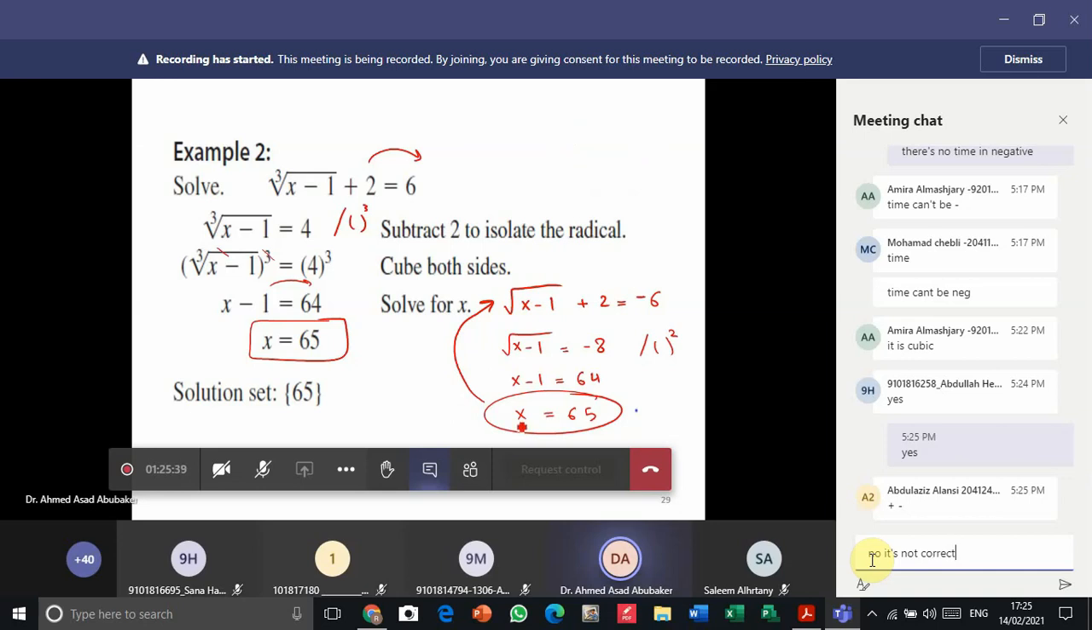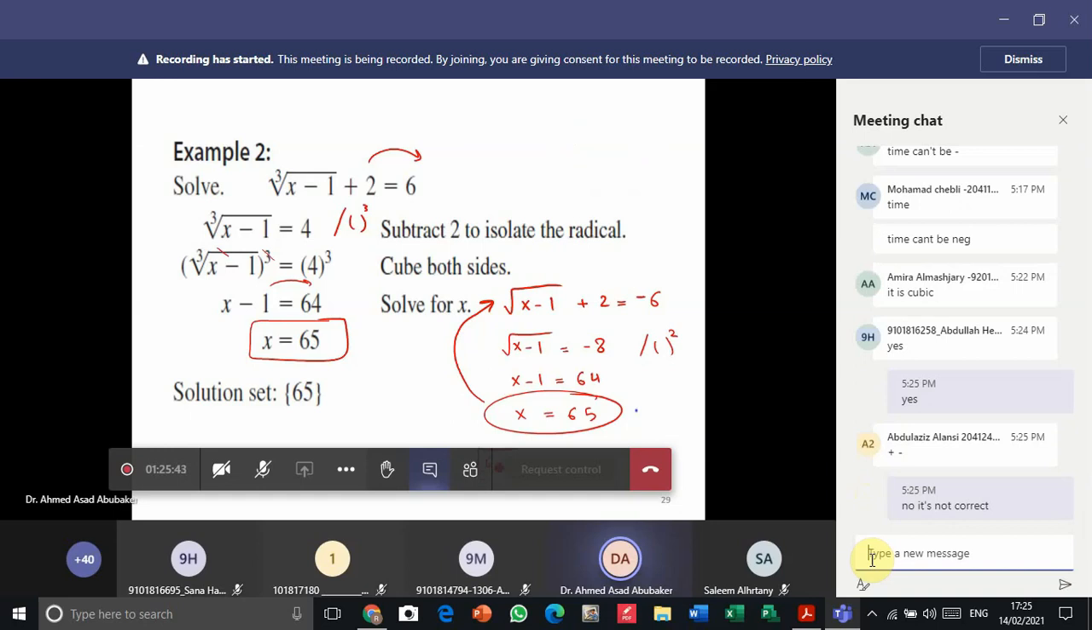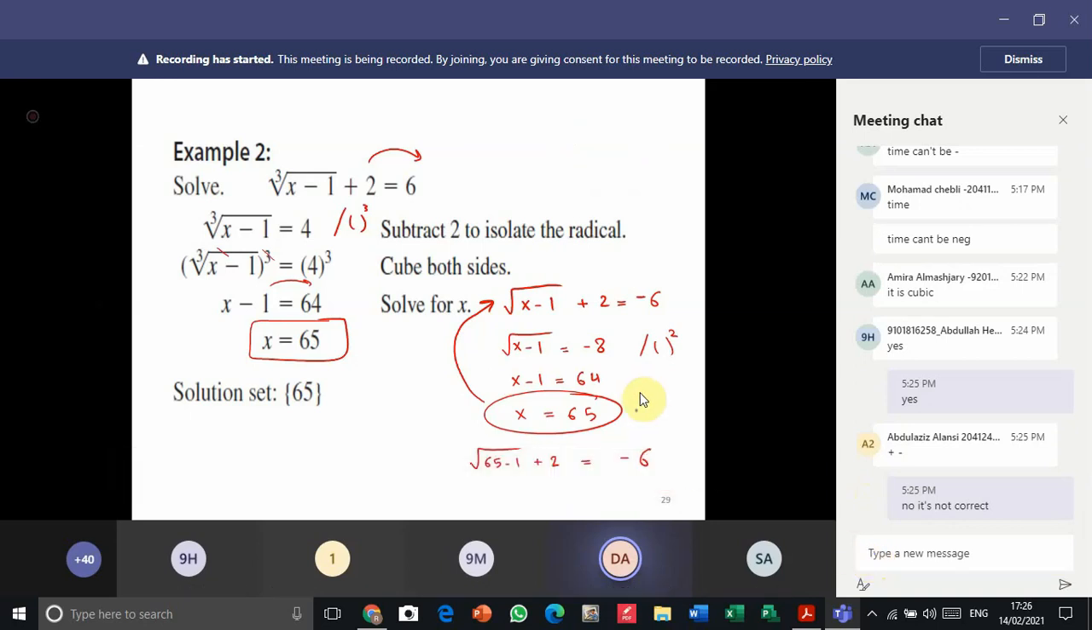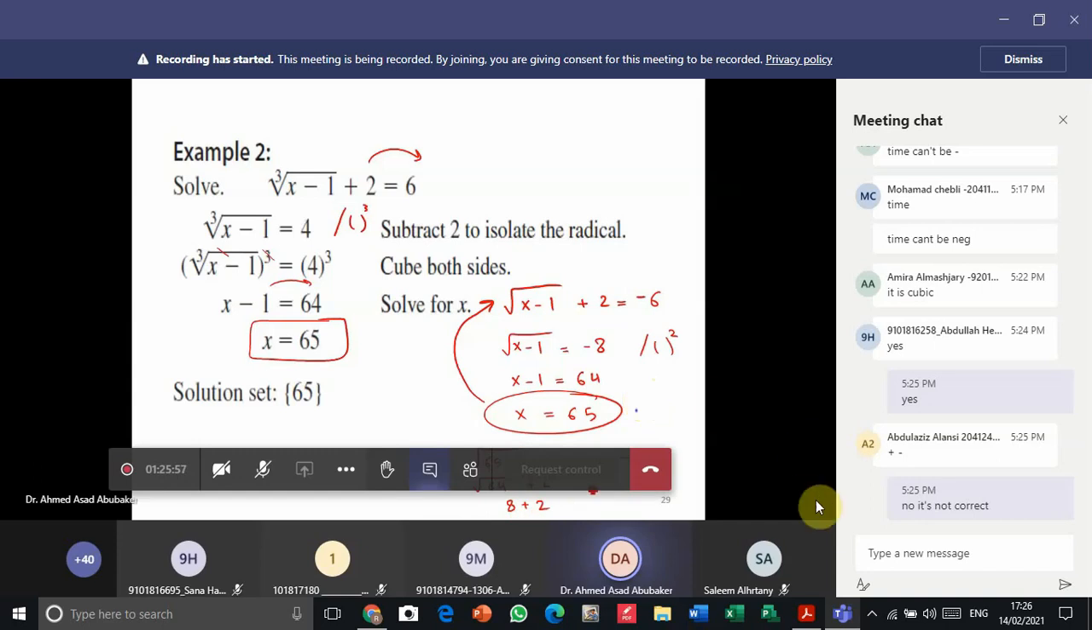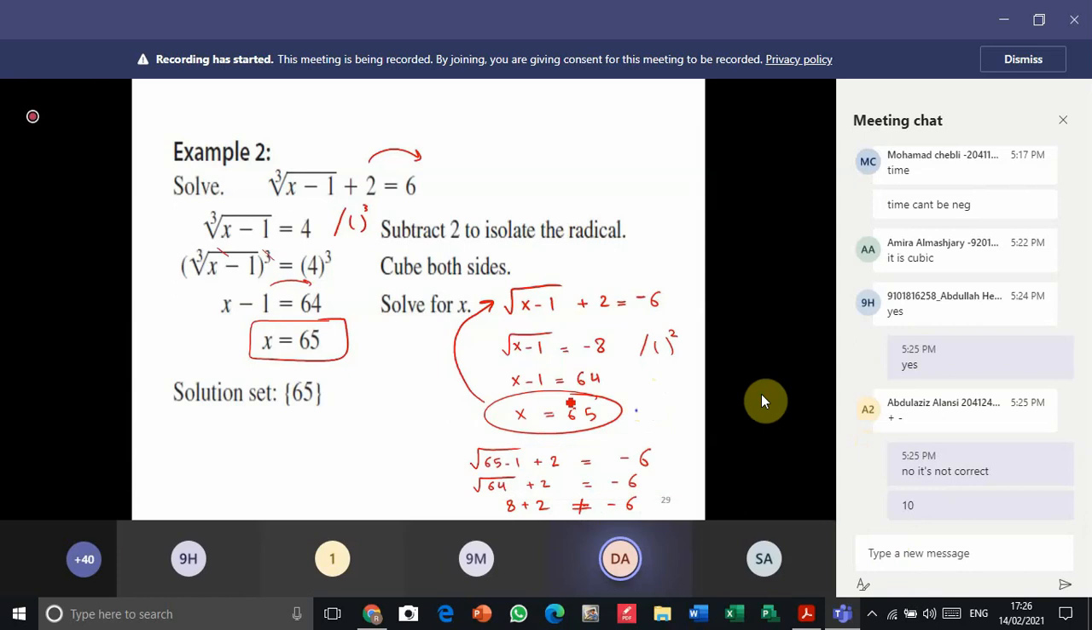Now substitute x. So we have 65 minus 1 plus 2. This equal must be minus 6. But we have 64 plus 2. This equal 8 plus 2. So this is not equal negative 6. This is not equal. So this is not a solution.